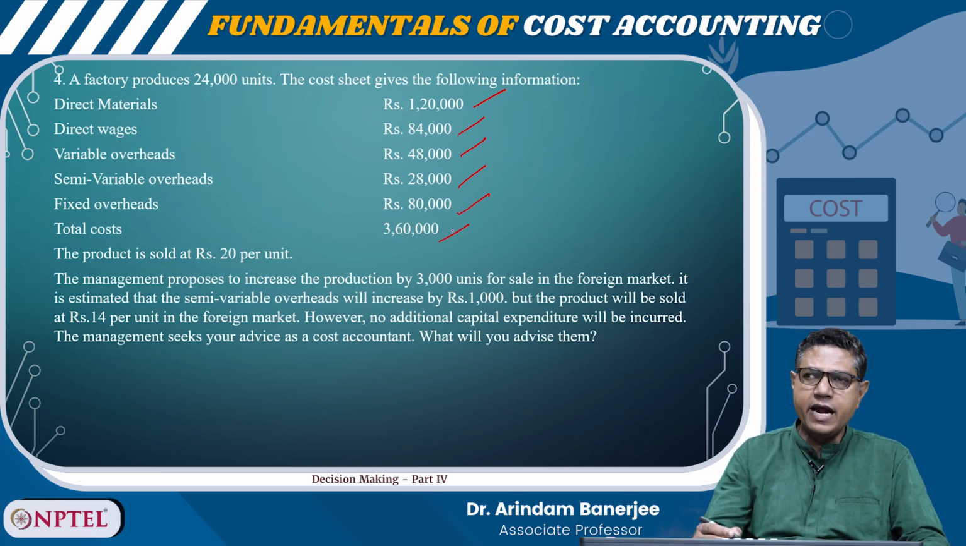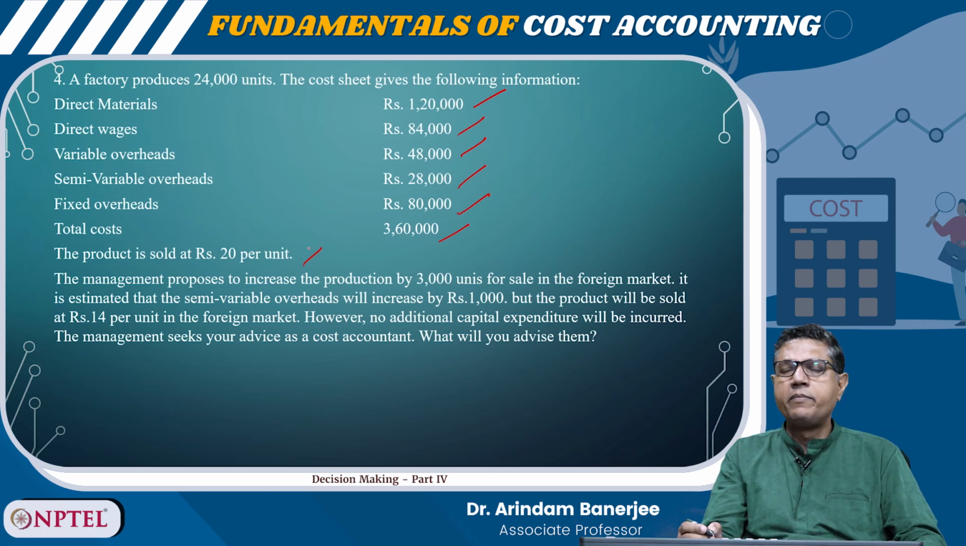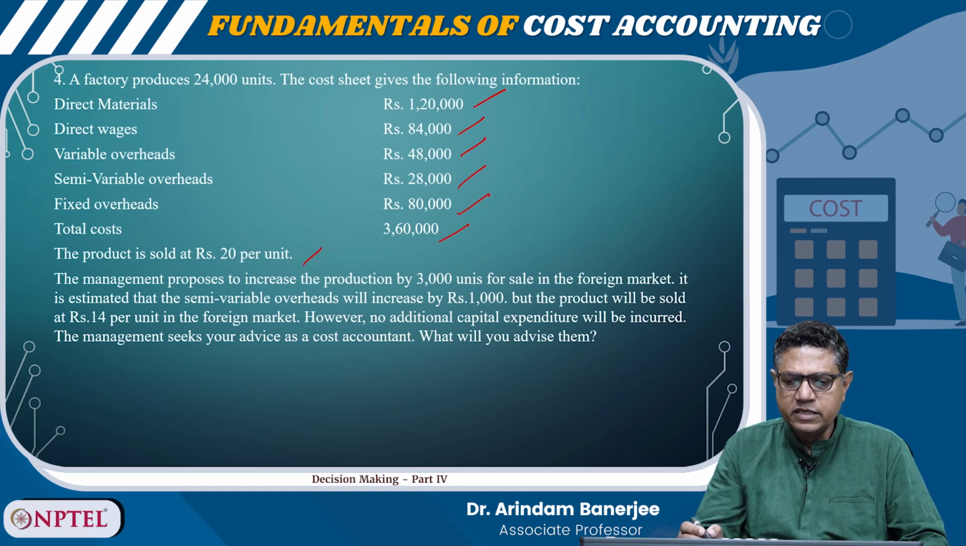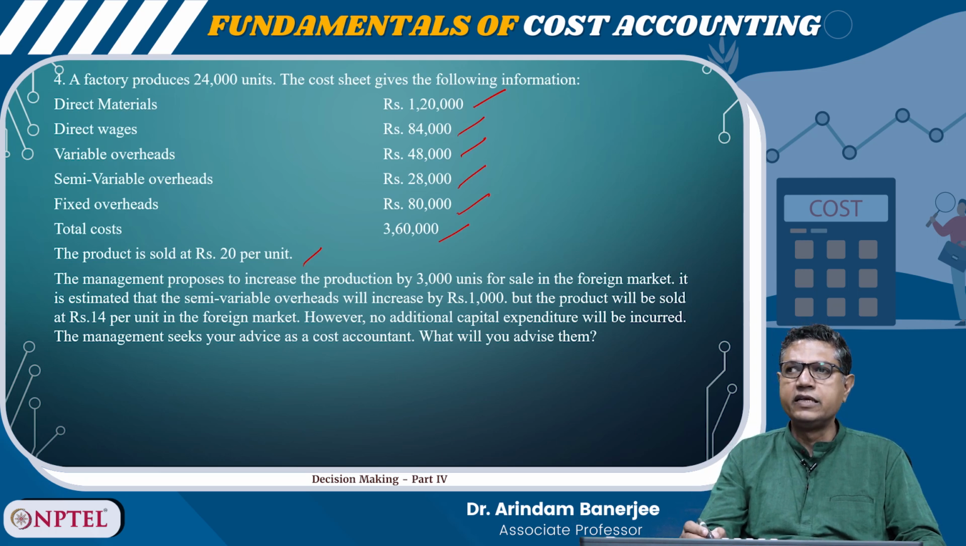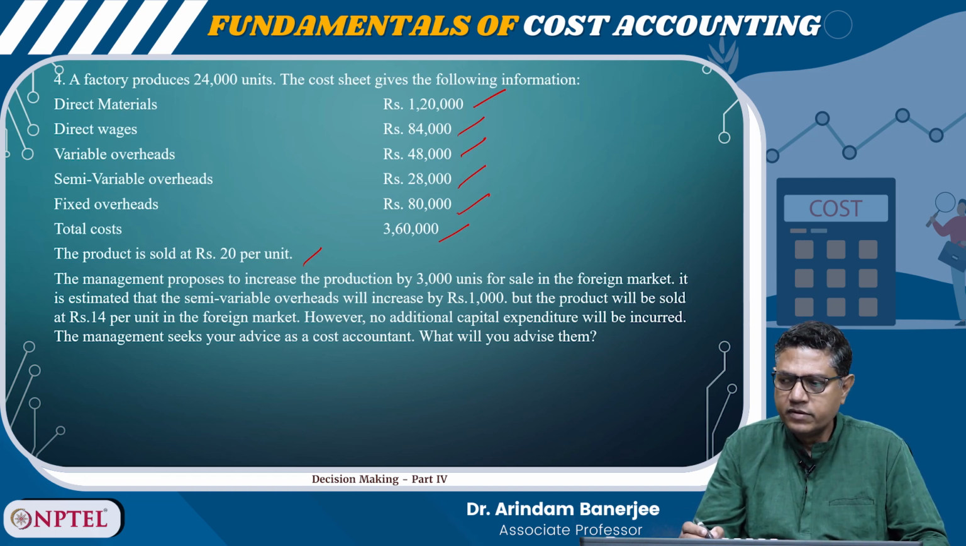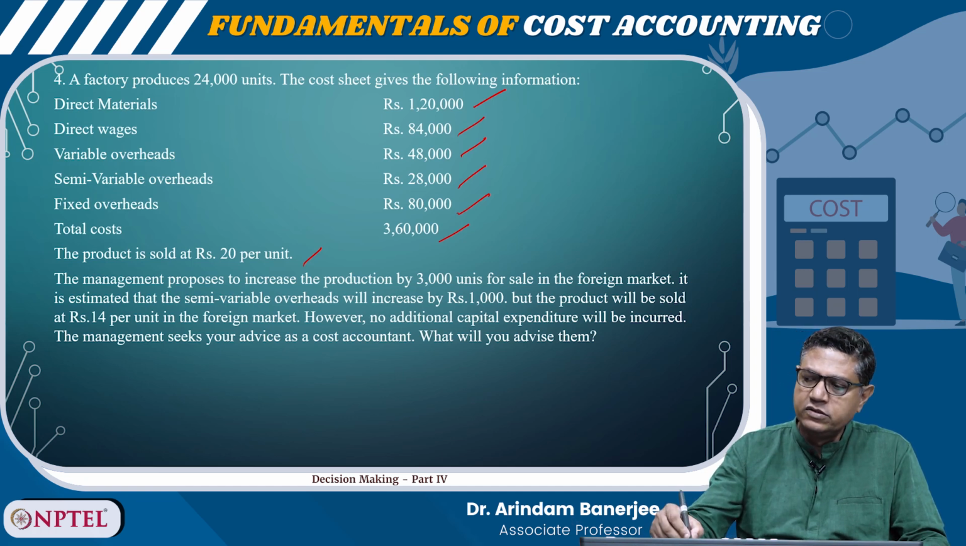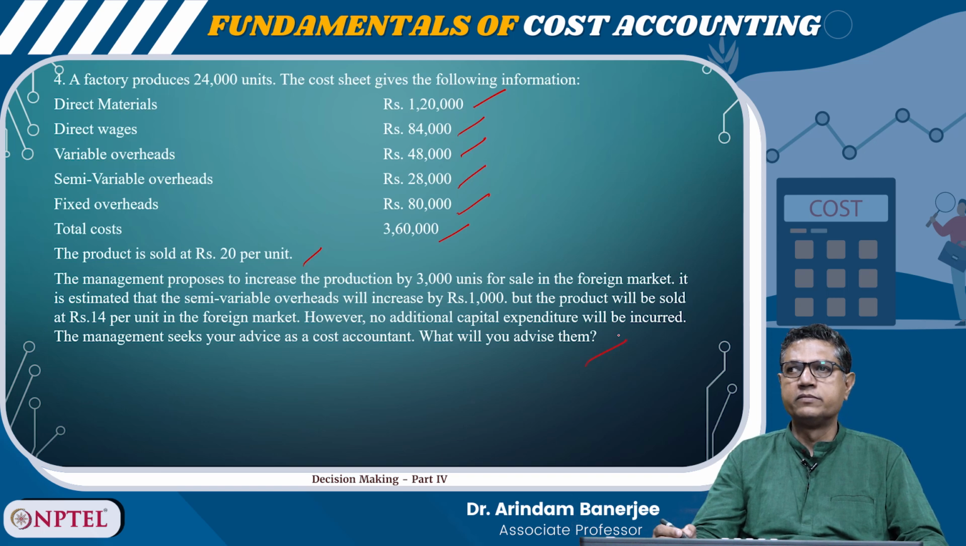The product is sold at rupees 20 per unit. The management proposes to increase the production by 3,000 units for sale in the foreign market. It is estimated that the semi-variable overheads will increase by rupees 1,000, but the product will be sold at rupees 14 per unit in the foreign market. However, no additional capital expenditure will be incurred. The management seeks your advice as a cost accountant. What will you advise them? So, this is the question, right.